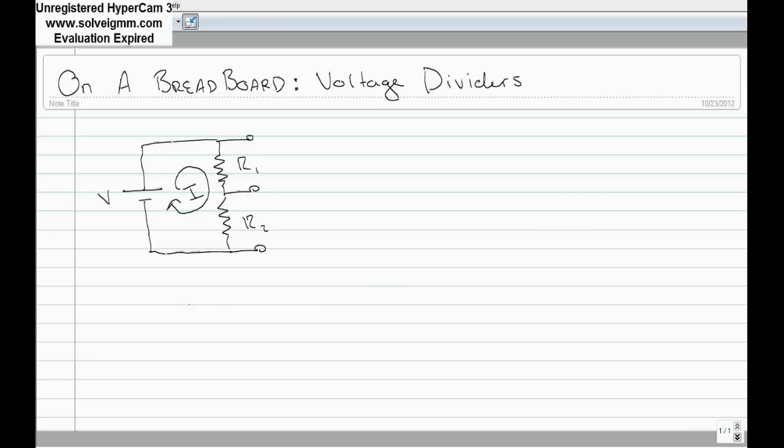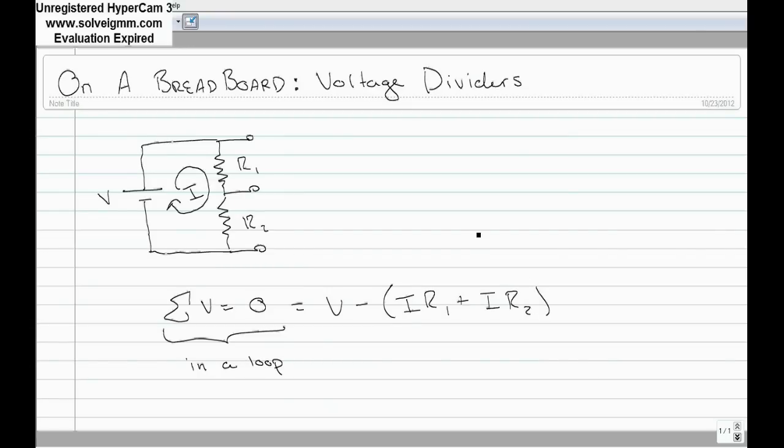So let's set up our equation. The sum of voltages in a loop is zero. Remember, that's in a loop. That's Kirchhoff's law of voltages. Is going to be voltage minus the sum of the voltage drops, IR1 plus IR2. And this IR comes from the voltage equation. Remember, voltage has to be zero, so we need all voltage equations. The voltage equation of the resistor, V equals IR. That's where that comes from. And if we rearrange this, we get V equals I times the quantity of R1 plus R2.